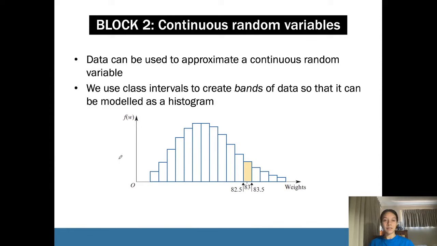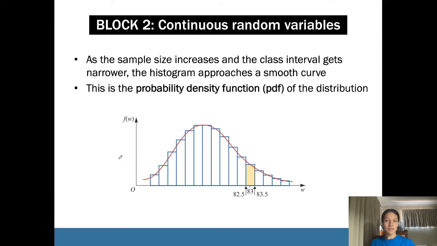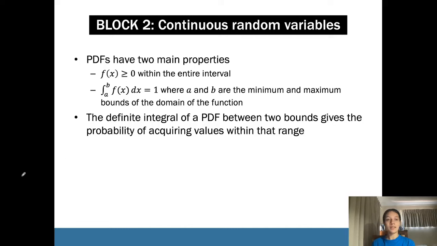The next thing is that data can be used to approximate a continuous random variable. One example is that we can use class intervals to create bands of data so that it can be modeled as a histogram. And as the sample size increases and the class interval gets narrower, the histogram approaches a smooth curve. We can call this our probability density function. So the probability of being, for example, from this value to this value is going to be that area in there. You can see how now we're going to start to bring in the idea of integrating. So probability density functions have two main properties.